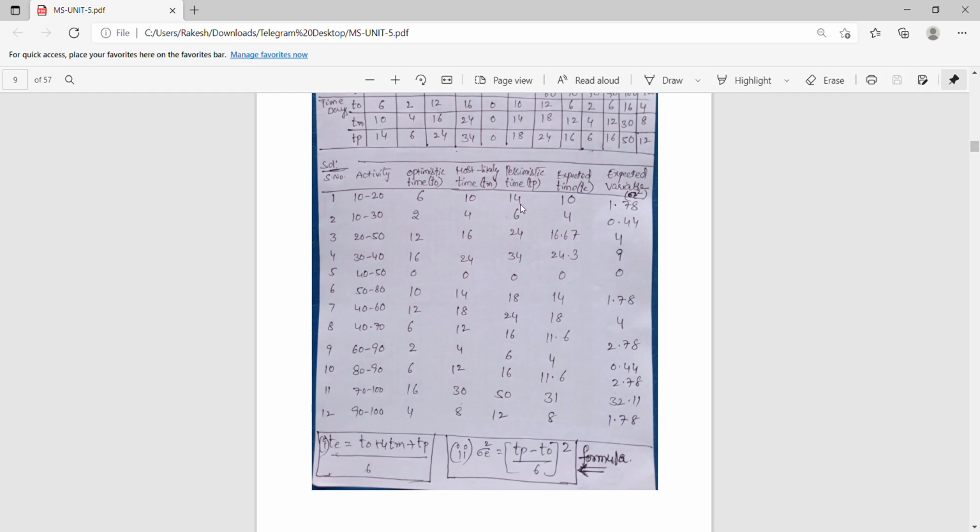For every line you have to do this. Means for serial number 1 you have to calculate the expected time. Next you have to calculate for the second activity. Next you have to calculate for the third activity. In this way you have to calculate expected times.